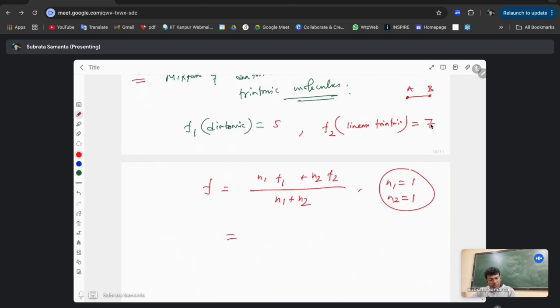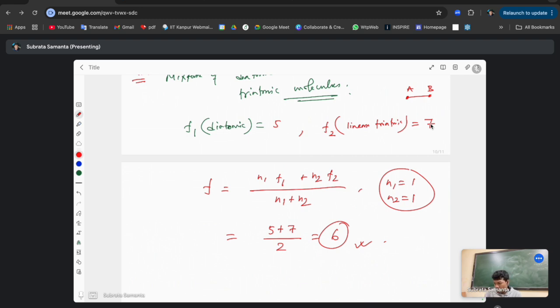So then it's basically (5 plus 7) by 2, right? It's 6. Yeah, it's not just N1 F1 plus N2 F2, right? So the effective degree of freedom of the mixture is 6.